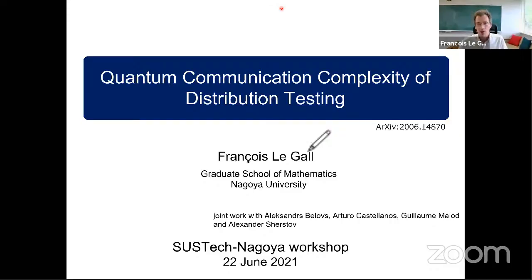Okay, so I will talk about some recent work on the quantum communication complexity of distribution testing. It's joint work with Alexander Belovs from the University of Latvia, Arturo Castellanos, who was one of my students at Kyoto University and is now working in France, Guillaume Malot from the University of Paris, and Alexander Cherstov from UCLA. The paper is available on arXiv here.